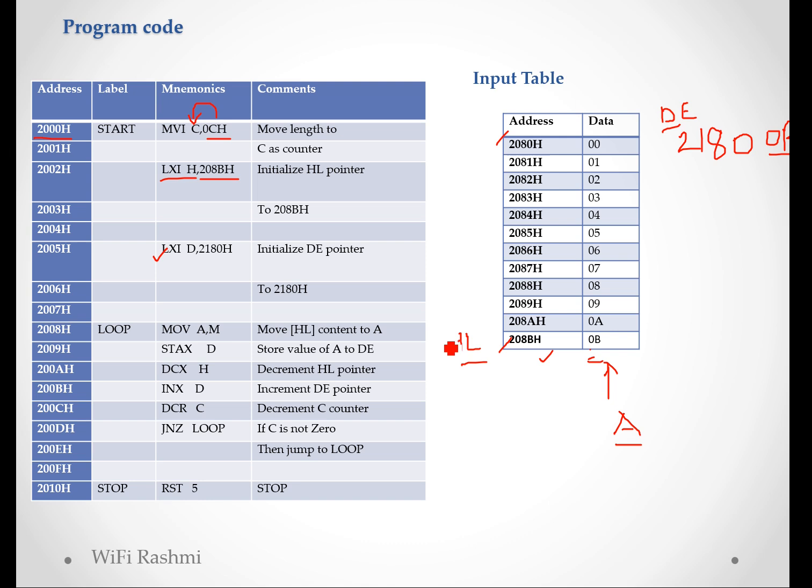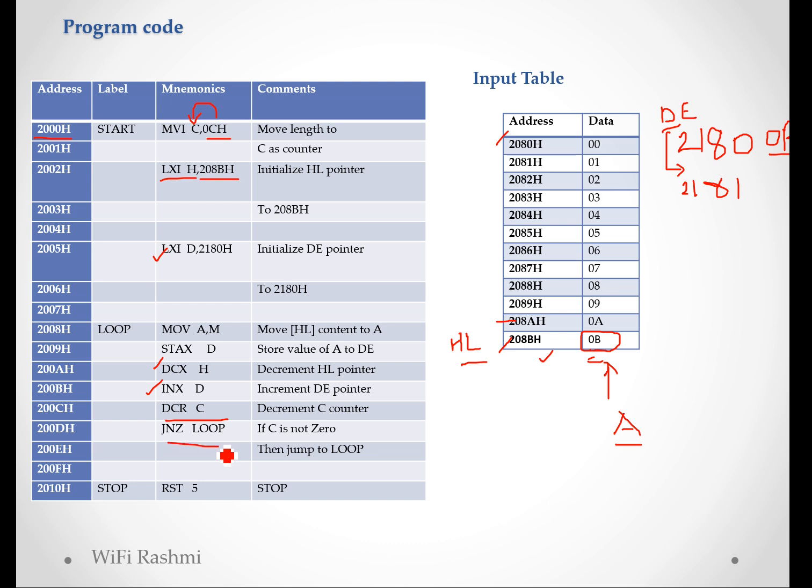Now you have to move HL to 208A. For this you will use DCX H, and you have to move DE to the next location, that is 2181. For this you will use the command INX D. Now as you transferred one value, one value out of your 12 is sorted out, so how many remain? 0B. For this you will use DCR C, that is decrement the C counter by 1.